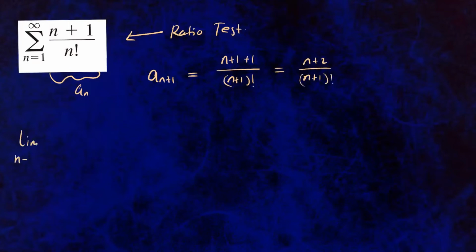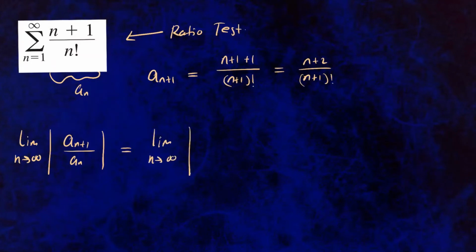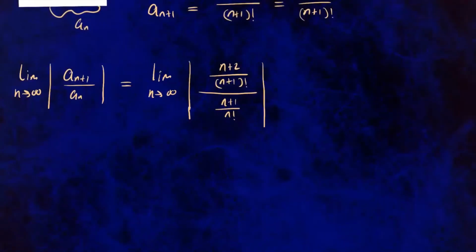So let's do the ratio test. The limit as n goes to infinity of a sub n plus 1 over a sub n, we're going to take the limit of the absolute value of their ratios. So a sub n plus 1 is n plus 2 over n plus 1 factorial, divided by a sub n, that's our original formula, n plus 1 over n factorial. All right, now a little bit of algebra and then we're pretty much done. Keep, change, flip. Now we should also drop the absolute value since all of these terms are going to be positive as n gets larger.